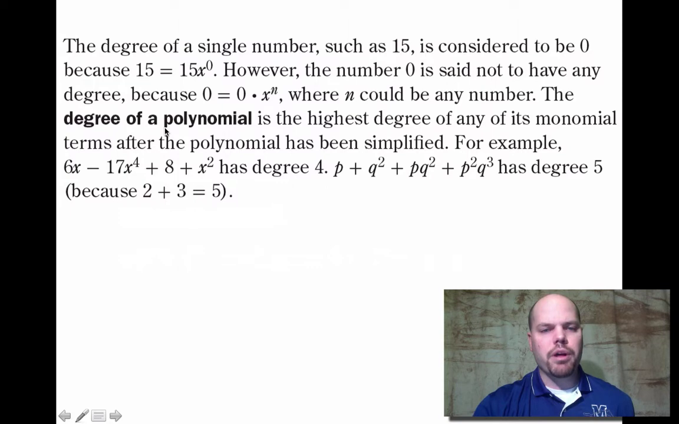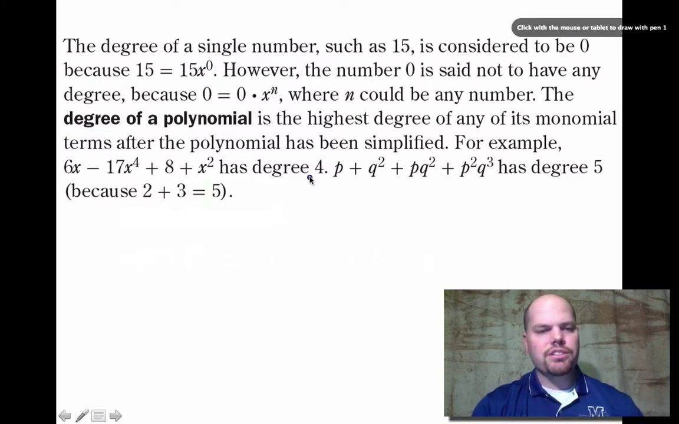So the degree of a polynomial is the highest degree of any of the monomial terms, so any of its individual terms, after the polynomial has been simplified. For example, if you had 6x minus 17x to the fourth plus 8 plus x squared, that has a degree of 4. Now you'd also want to put that in standard form so that you can easily see what the degree is. That's going to be the leftmost term.